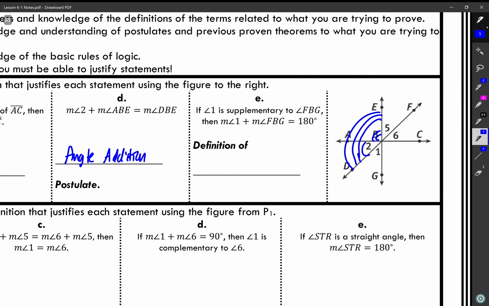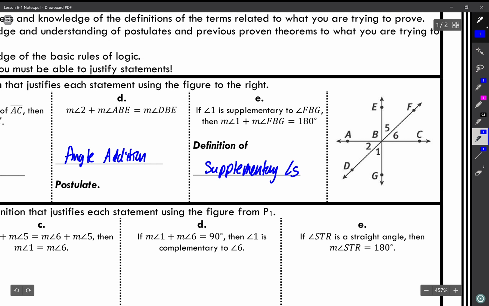E. If angle 1 is supplementary to angle FBG, then the measure of angle 1 plus the measure of angle FBG is equal to 180 degrees. We know that if two angles are supplementary, then they add up to 180 by the definition of supplementary angles. I'll write it out for you.